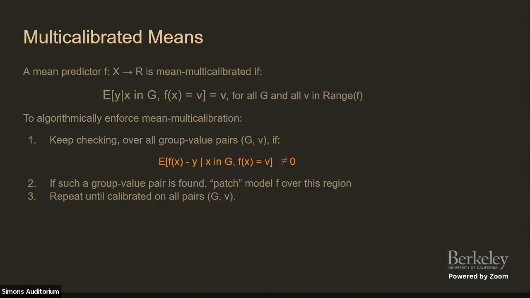So on each group and for each value in the range of the current predictor, you check if the expected distance between your predictions and the true label is non-negligible. And if you find something like this, you fix it and you move on until hopefully this converges. And it does, because we can use the squared loss as a nice potential function.